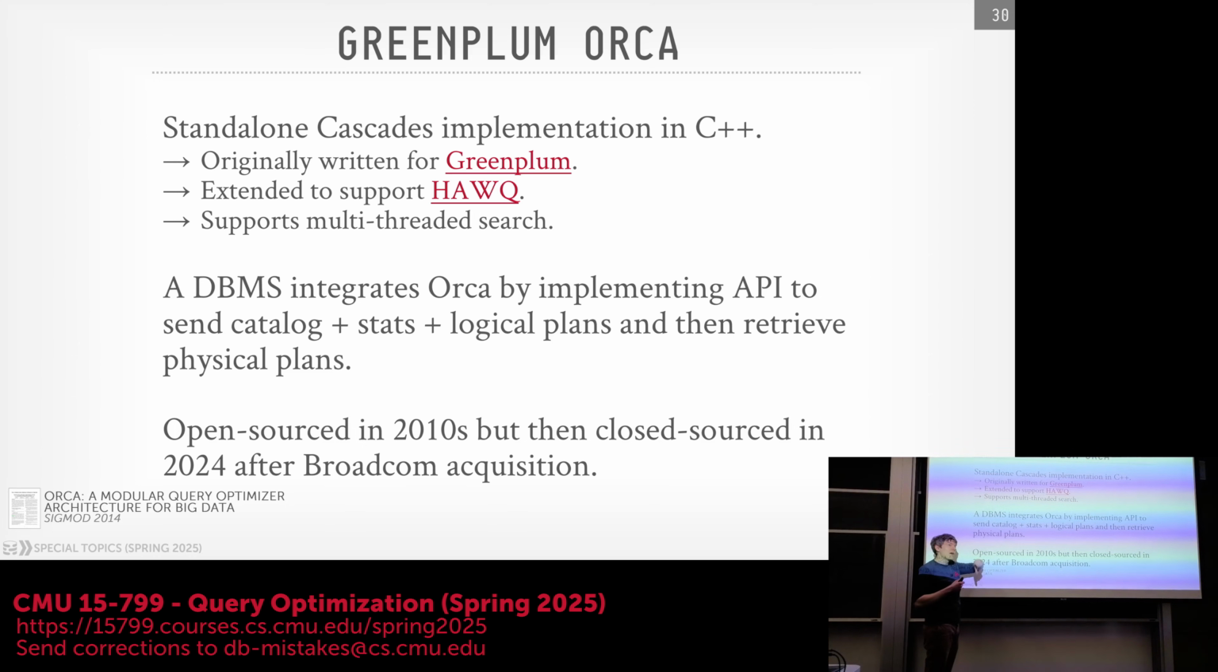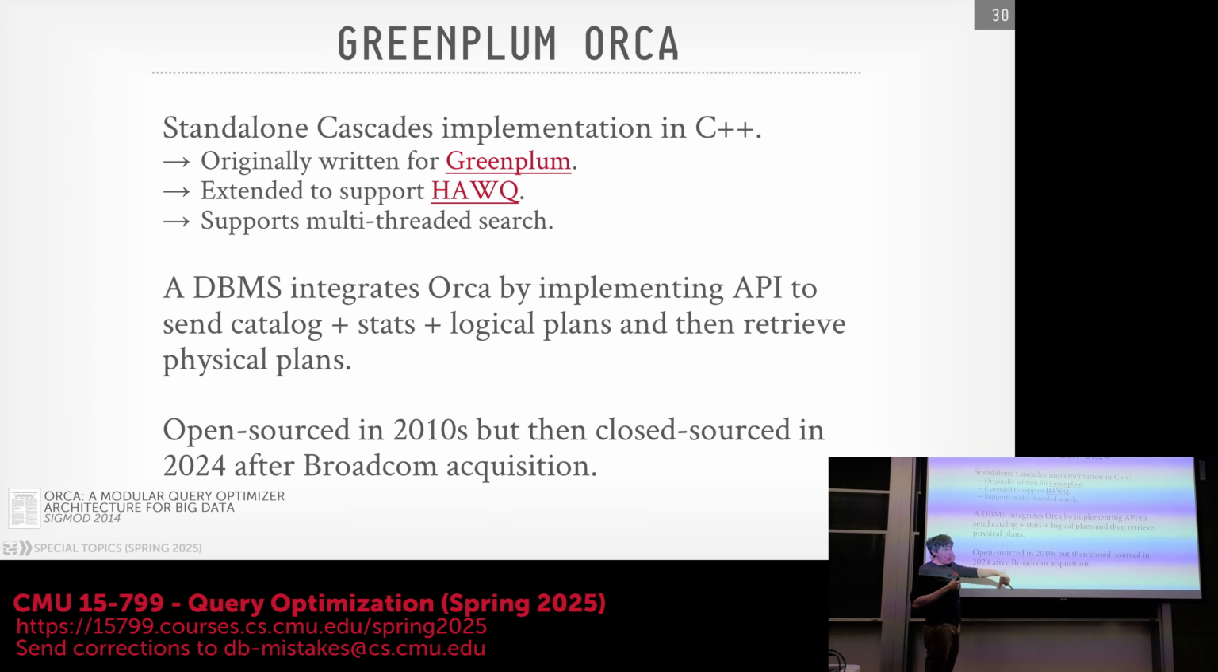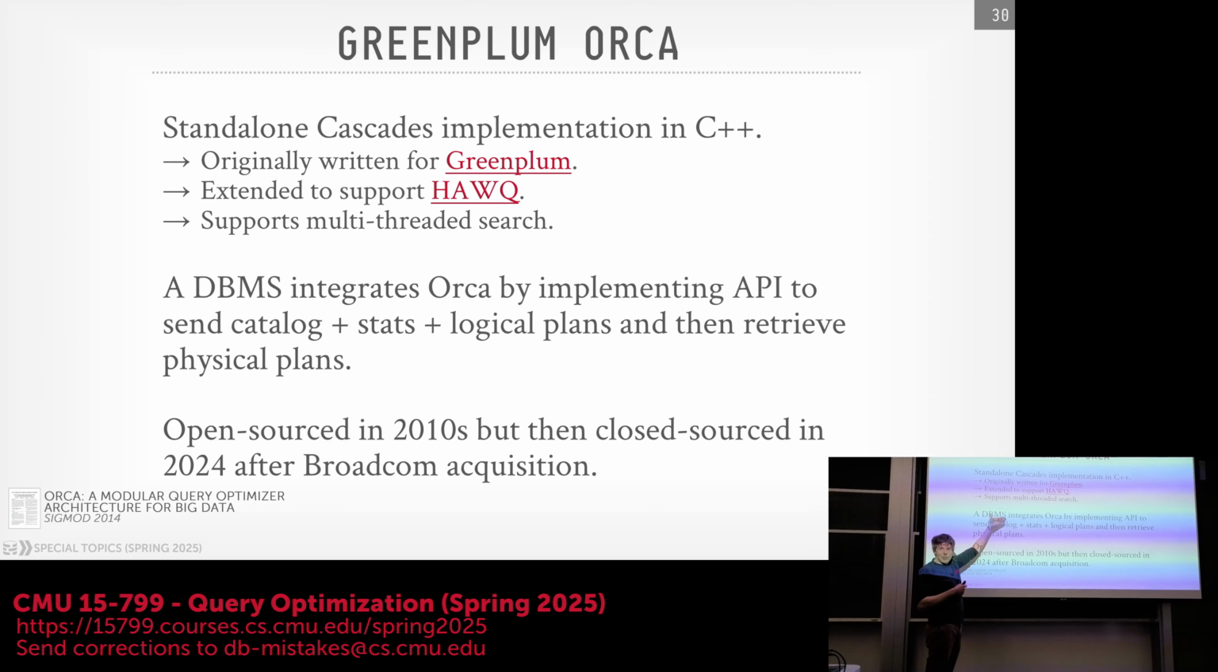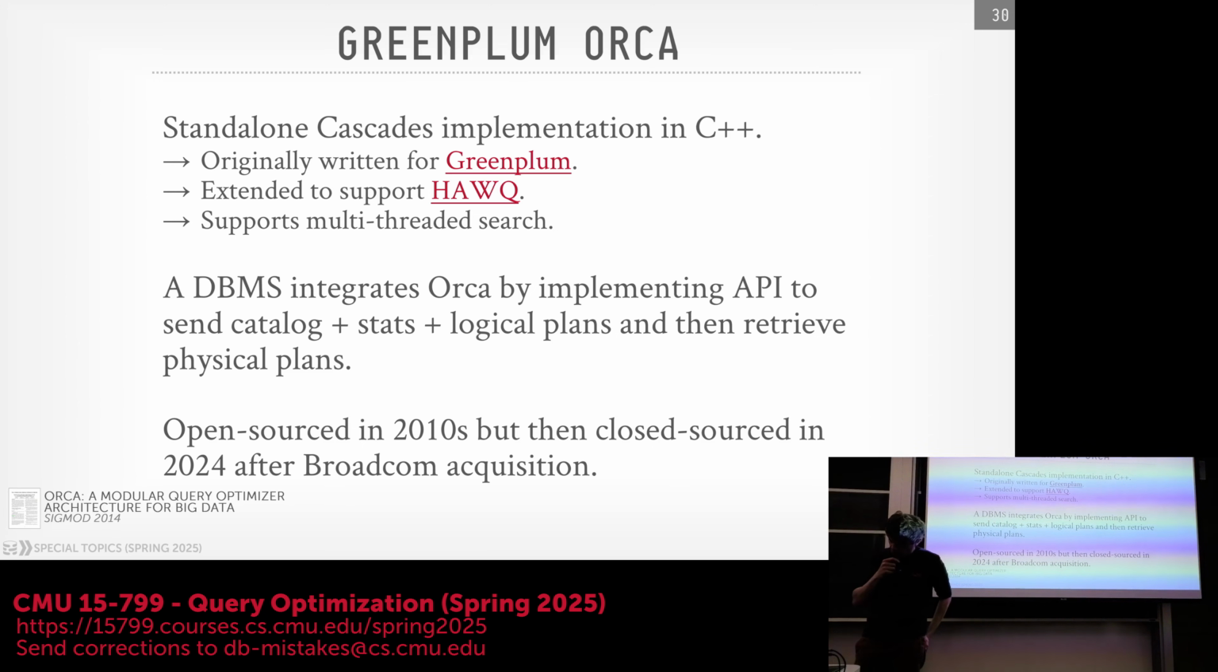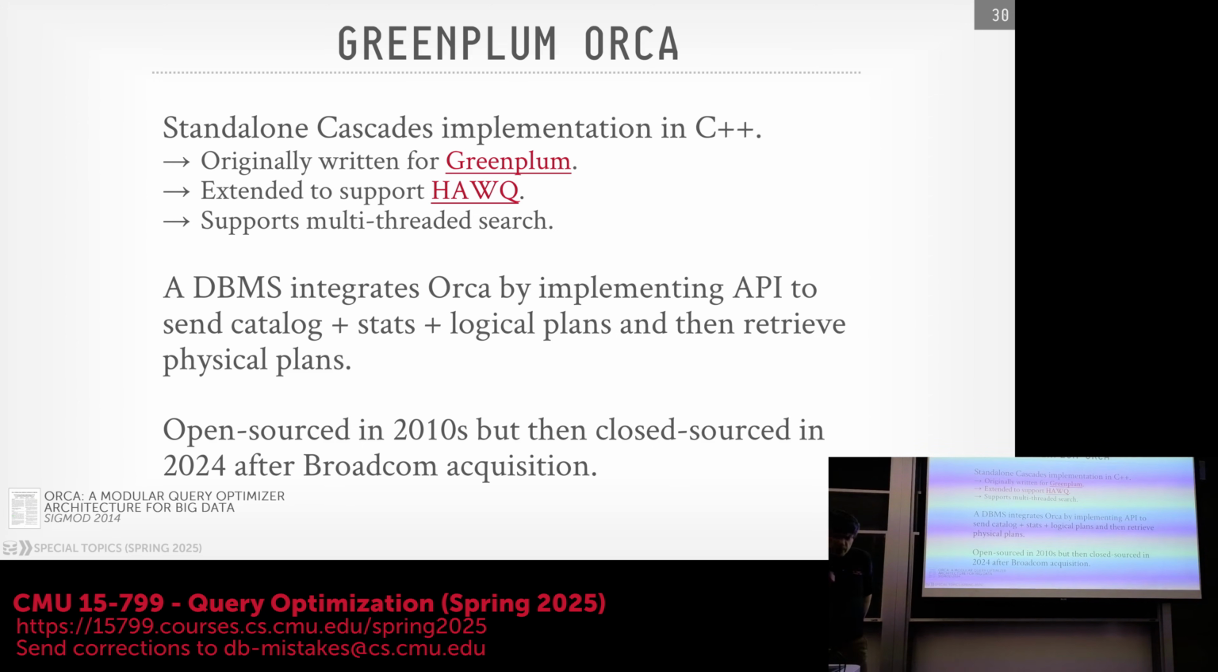Pivotal was a spin-out of EMC and VMware. Then it got bought back by VMware, and then Broadcom bought VMware, and then Broadcom made everything closed source in 2024. So even though the old version is there, the open source version is not actively maintained anymore, which is disappointing. But again, we'll cover this in more detail.